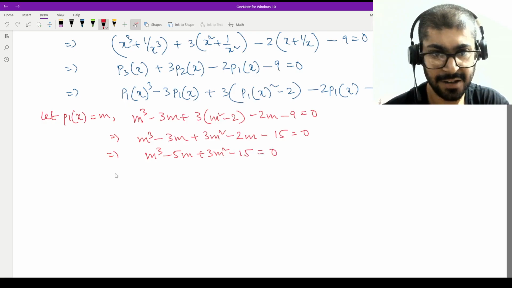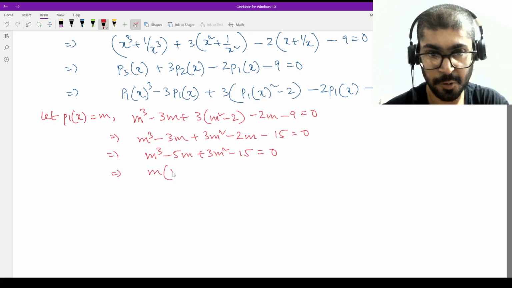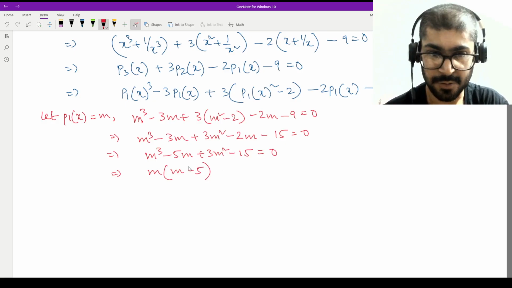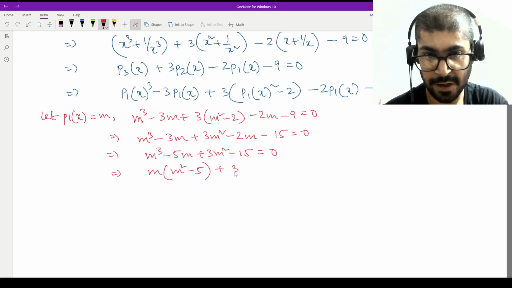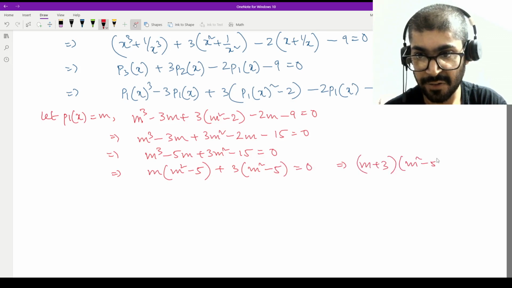Alright, I can see the solutions. So m into m square minus 5 plus 3 into m square minus 5. So that would give me m plus 3 into m square minus 5 equal to 0. So this would give me m equal to minus 3, plus minus root 5.